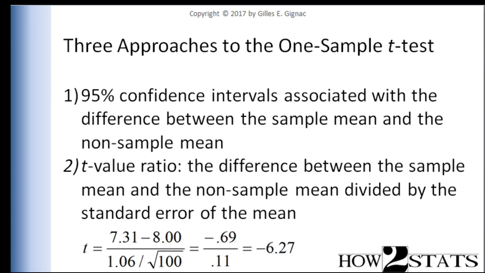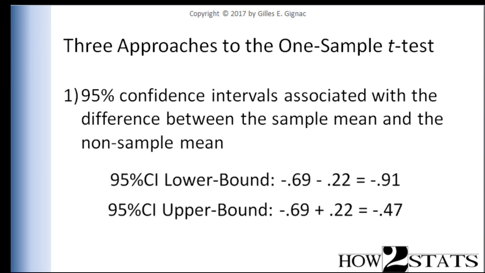Now the second approach, and this is a bit busy, is the t-value approach. This is where the t-value ratio is the difference between the sample mean and the non-sample mean divided by the standard error of the mean. Again, this is fundamentally identical to the first approach. What we get here is a t-value: the difference between the mean and the non-sample mean, negative 0.69, divided by the standard error of the mean, which is 0.11, and that gives a t-value of negative 6.27. That provided a p-value that corresponds identically to the result obtained with respect to the 95% confidence interval.